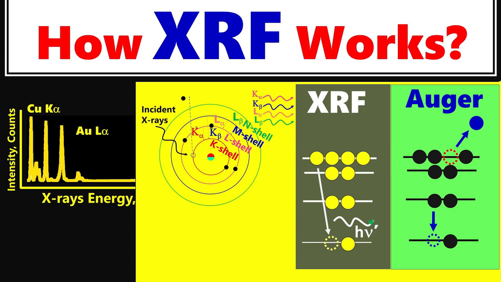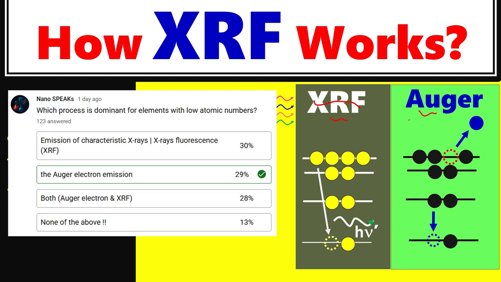When an atom is excited by the incident X-ray, upon de-excitation there are two phenomena. The first one is called X-ray fluorescence. The second one is called Auger phenomena. In this video, I will explain why for certain elements, for certain atoms, XRF is dominant, while for lighter elements, or for small atoms, Auger phenomena is dominant.